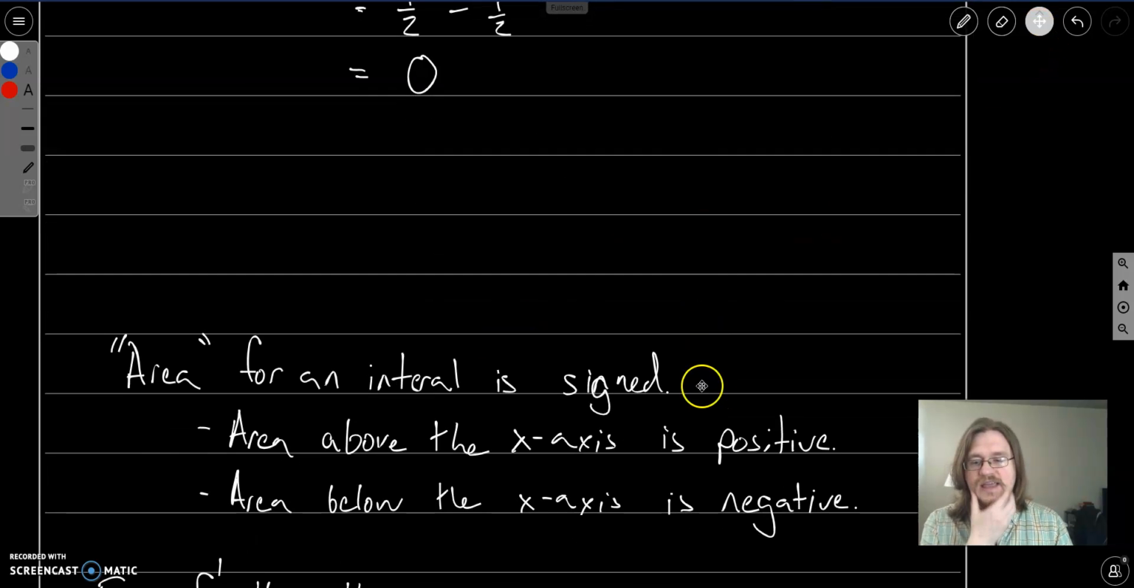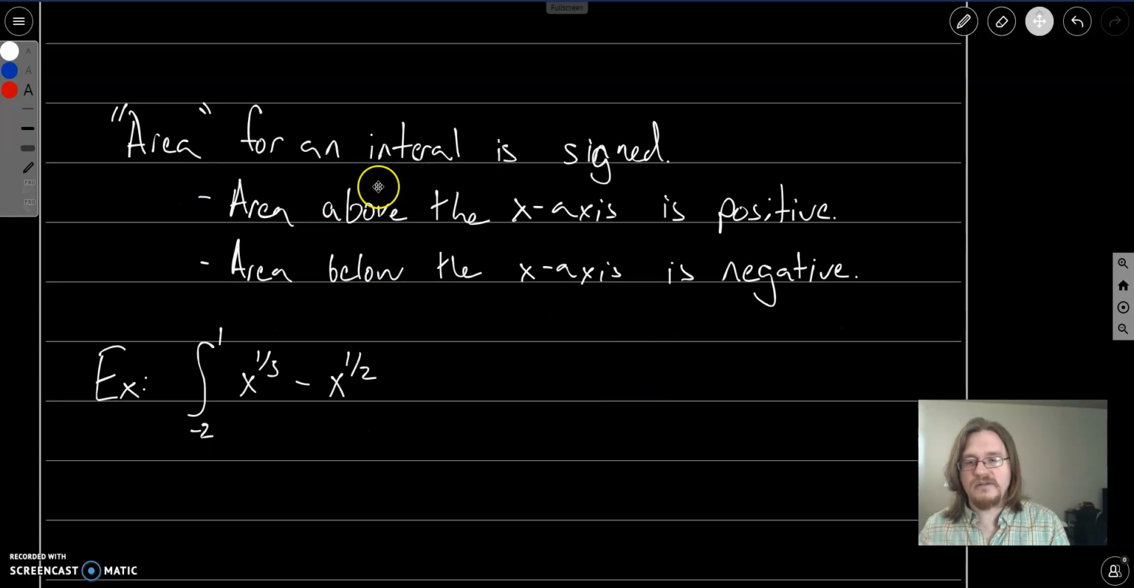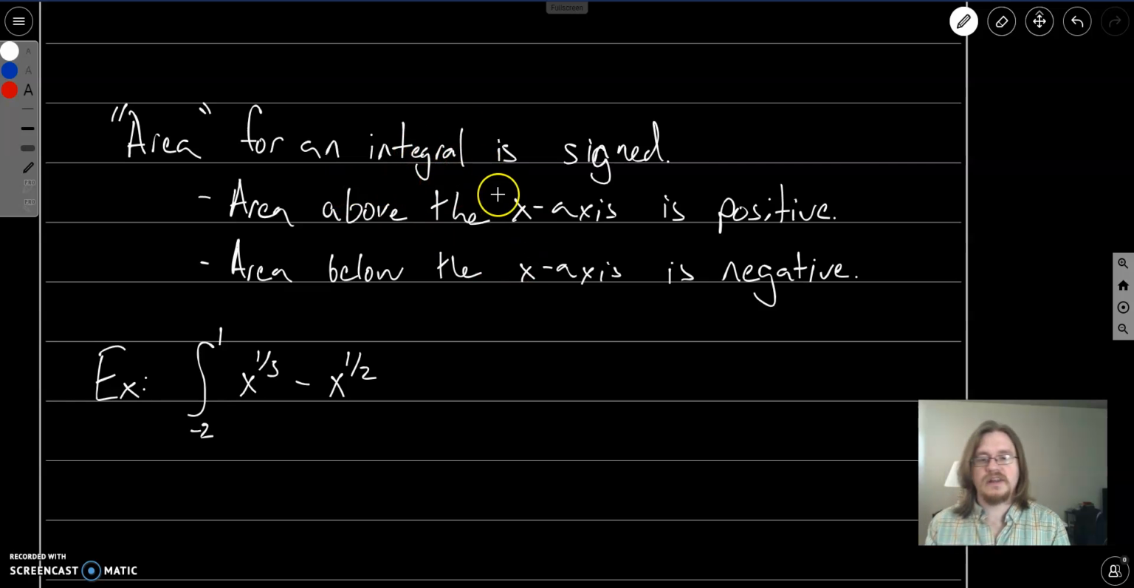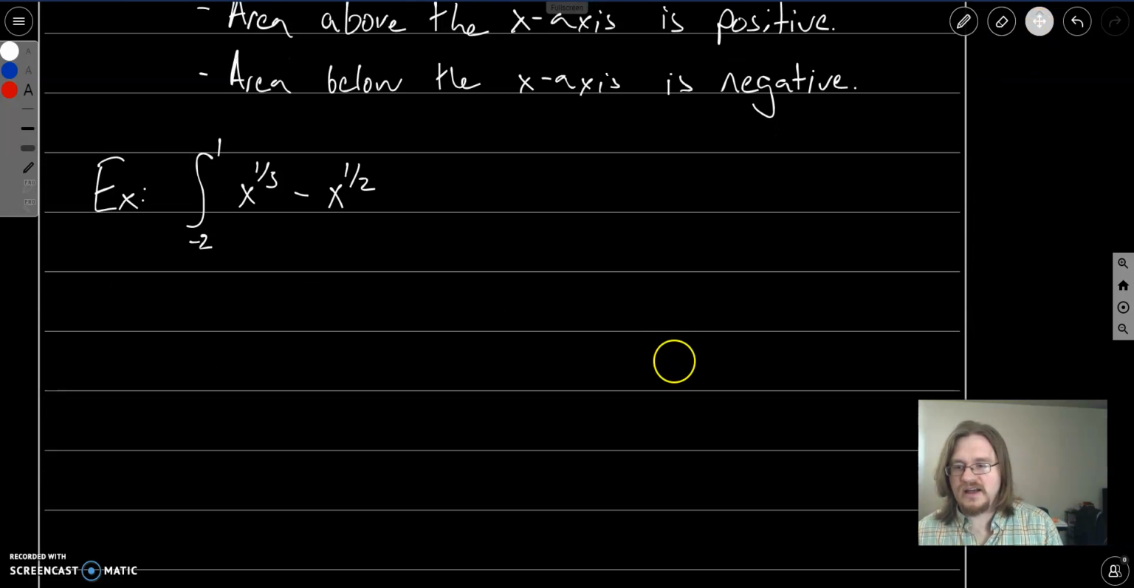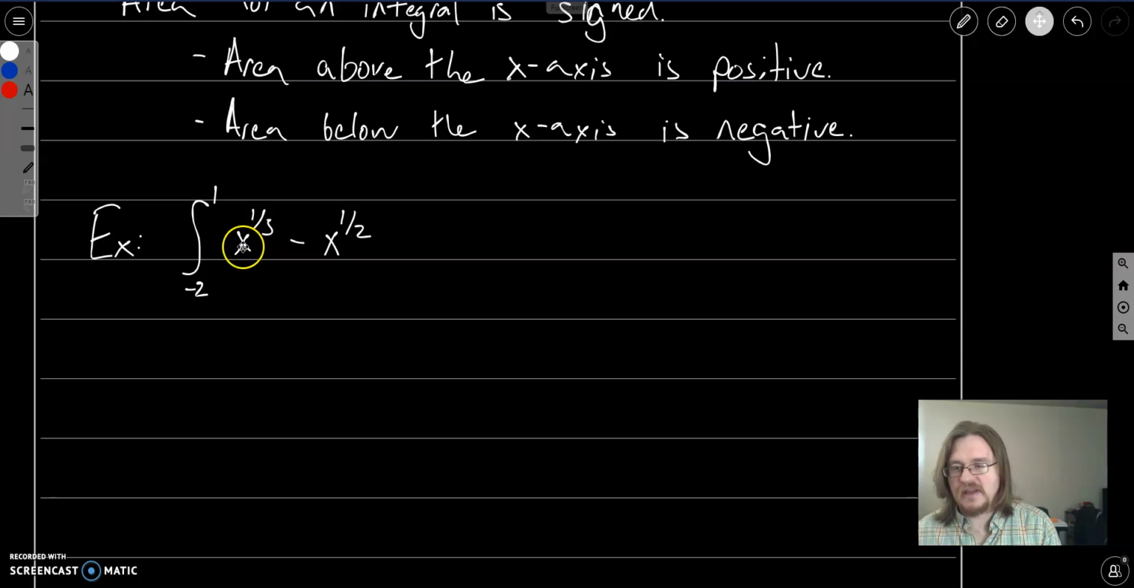So area for an integral, if I could spell, for an integral is signed. So we consider the area above the x-axis to be positive, the area below the x-axis to be negative, meaning if we take an integral, we're going to take all the area above the x-axis and we're going to subtract all the area below the x-axis, and that will be our answer. So again, here we've got another integral.